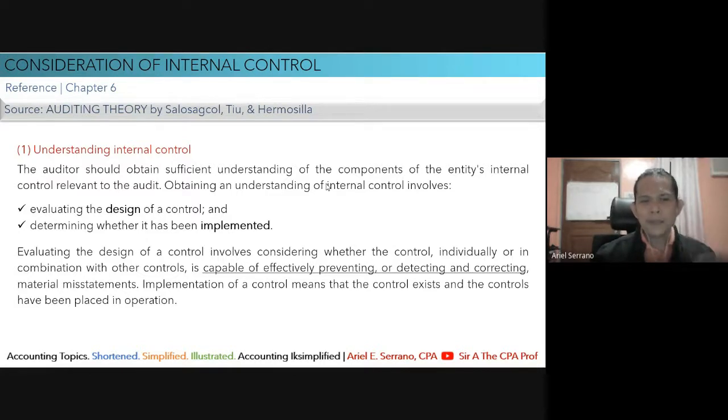Okay? Implementation of a control means that the control exists and the controls have been placed in operations. Okay? So, magkaiba yan ha. Pag ini-evaluate natin yung design ng control, we are assessing whether the controls individually or in combination with other controls is capable of effectively preventing, detecting, and correcting material misstatements. Samantalang yung implementation and determining whether it has been implemented, ibig nito sabihin, existing na yung control. Pero, gumagana nga ba? Okay? Is it in place in operations?